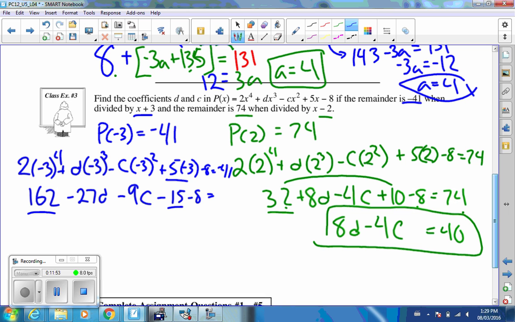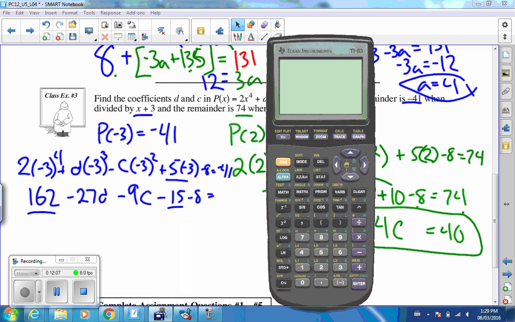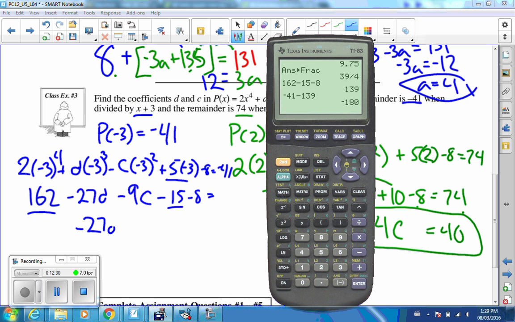162 minus 15 is going to be 147, I think. I am doubtful about, you know what? I'm not even going to try and do that one in my head. I'm more likely to make some sort of silly small mistake. And given that I have my calculator right here, why the heck not? Minus 139. Now I'm going to take my -41, subtract my 139. Okay, so I get -180. So my blue solution, -27d minus 9c equals -180. Because this was all still equal to -41.